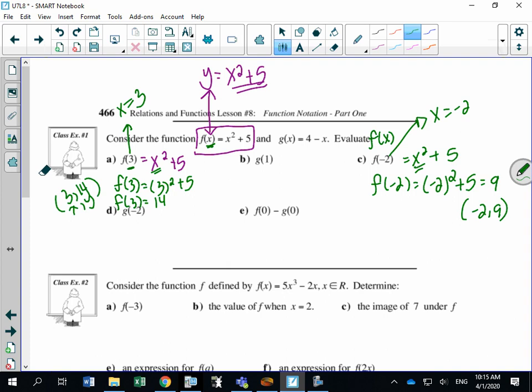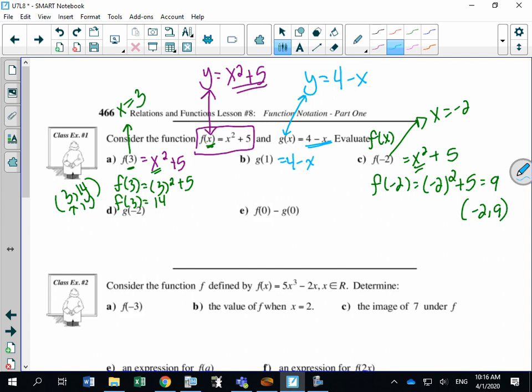Okay, now if I said, okay, let's do B together. So how I would read B is G of 1. So I had two different equations, and this equation here is for my G of X, right? And remember, G of X is the exact same thing as saying 4 minus x, and they're just taking out the y and they're replacing it with g of x. Okay, so the equation for g is this right here. G is equal to 4 minus x.